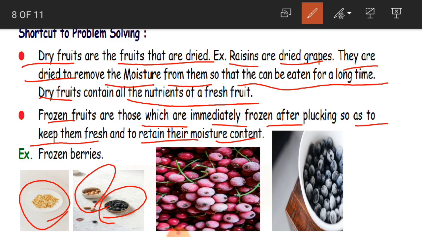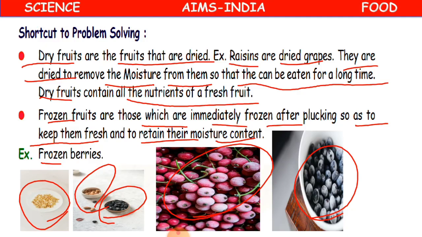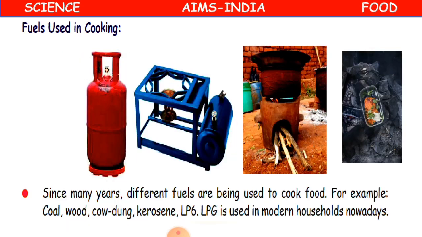For example, frozen berries. See here, strawberries, frozen blueberries and all that. Even these are also very good, so that you can eat these frozen fruits after some time, preserving them in the freezing area. Clear, children? So these are called frozen fruits. Okay, and now we'll learn about the fuels which are used in cooking.